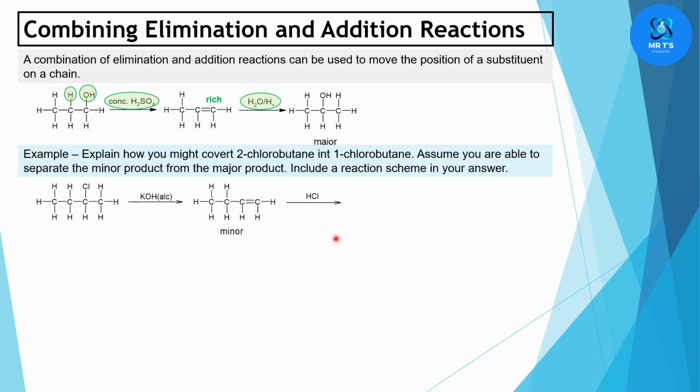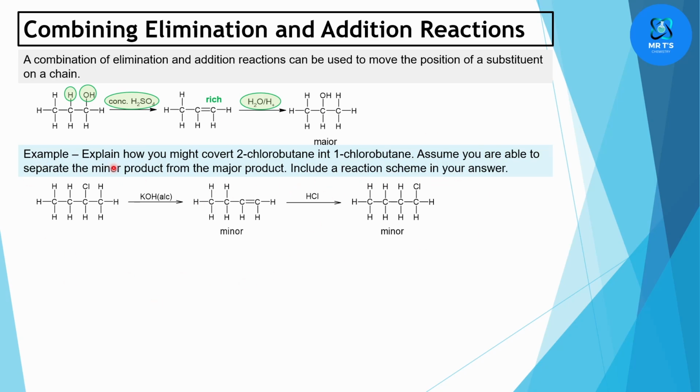Now what I want to do is add HCl. Again, we have to recognize that when we add HCl, the majority of the time, when we break the double bond, the hydrogen will go to the carbon with the most hydrogens, and the chlorine will go to the carbon with the least hydrogens. But we want the chlorine on the first carbon, so we're going to get the minor product as the one that we want. This is the reaction scheme that we were asked to do.